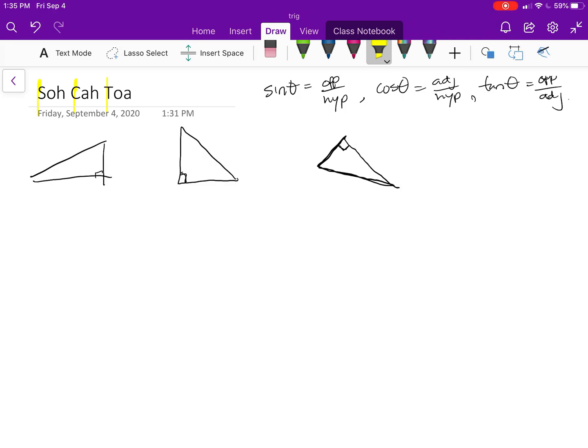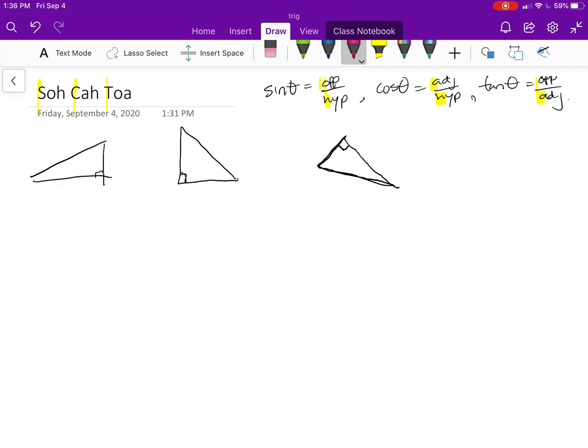And the quick acronym: sine is opposite over hypotenuse, O over H. And cosine is A over H, adjacent over hypotenuse. Tangent is opposite over adjacent. And let's take it a step further though. What does that mean? Well, it really depends what angle you're referencing.